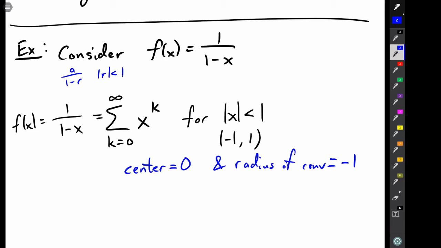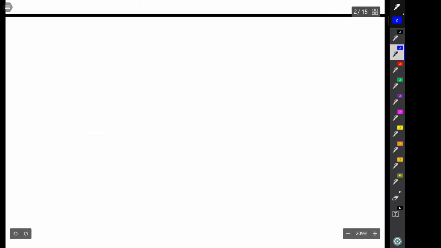So let me talk about another thing we can do with power series, which is we can integrate them and differentiate them. By doing this, we can create a whole bunch more power series. So I'm going to call this a theorem here.